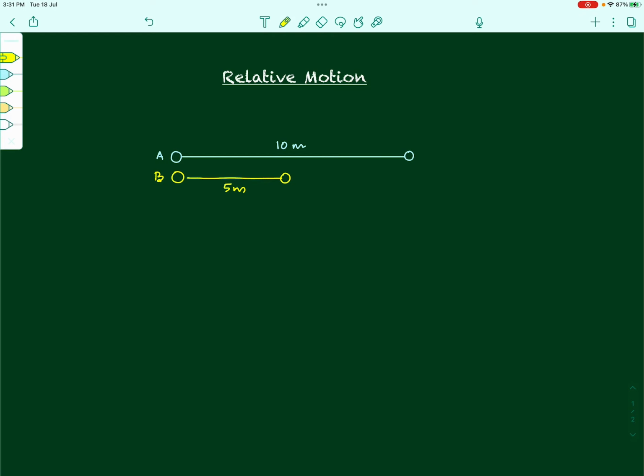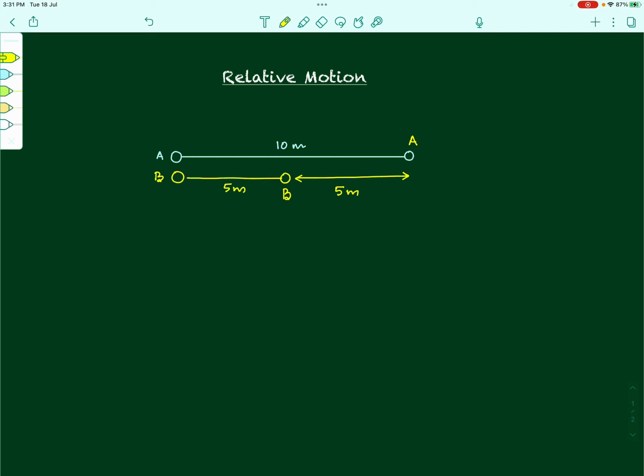Now as B stands at its final position and looks at A, according to B, how much distance has A moved with respect to B, or as seen by B? Do we see that this distance will come out to be nothing but 5 meters? So we can say that in relation to B, A has travelled a distance of only 5 meters. In physics we say relative to B, A has moved only 5 meters.